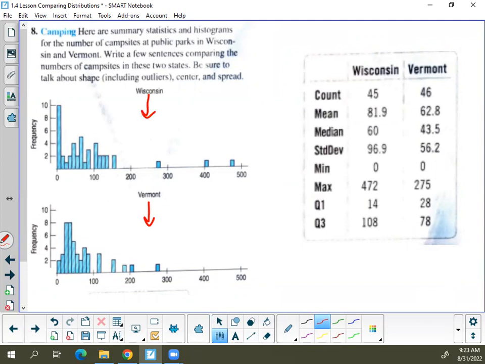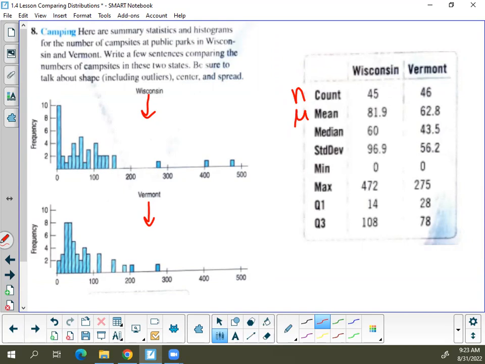And we also have the one variable statistics, things that we've calculated together: our counts, n, our mean. In this case, we probably have the number of campsites for every public park in each state, so they would be mu. We have the medians, the middle number, standard deviations, minimum, maximum, Q1 and Q3, which we'll talk about together. And so what we want to do is compare these distributions.